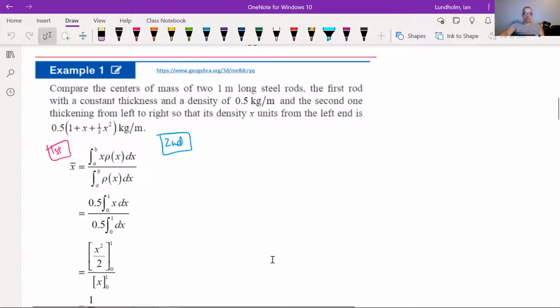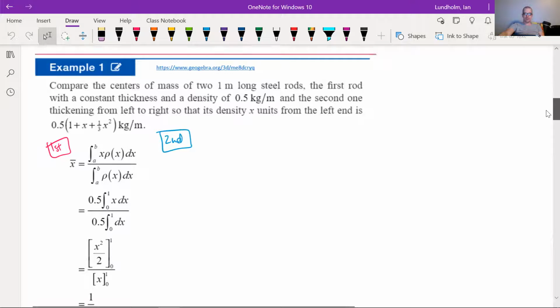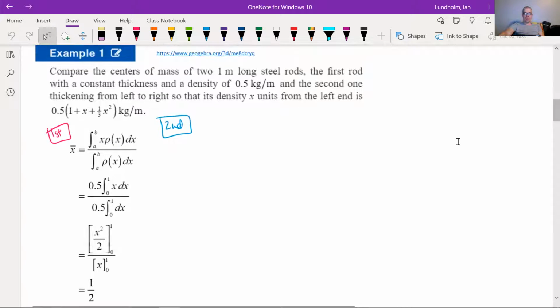All right, so example number 1. We are supposed to compare the centers of mass of 2 1-meter long steel rods, the first rod with a constant thickness and a density of 0.5 kilogram per meter, and the second one thickening from left to right so that its density x units from the left end is this quadratic function. So the idea here is, from left to right, this thing keeps on getting more and more dense.